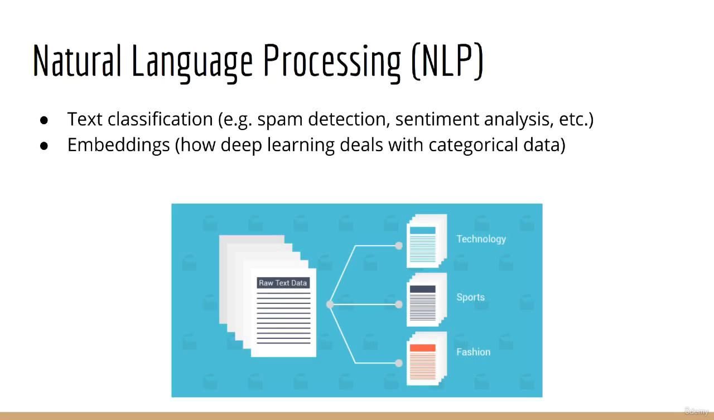The first application we will look at is natural language processing, specifically with text documents. You'll see how we can use deep learning for text classification, which is the type of task you would use for spam detection, sentiment analysis, and so on. We'll also look at embeddings, which are deep learning's method of dealing with categorical data.